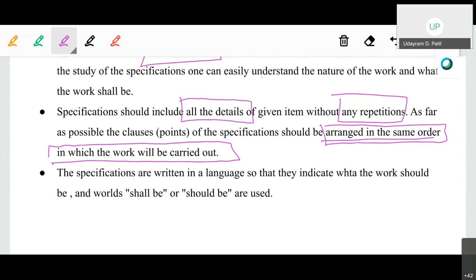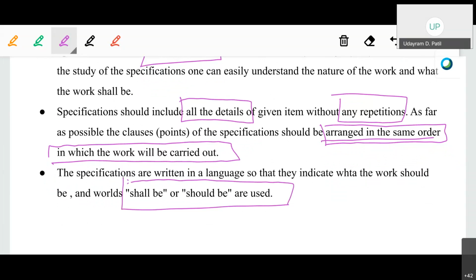Next is that specifications are written in language so that they know what the work should be and what shall be and should be ordered. Again, this is the most important point of the specification. Why write the specification? Always construct the sentence so that the particular work will be in the shall be or should be format.